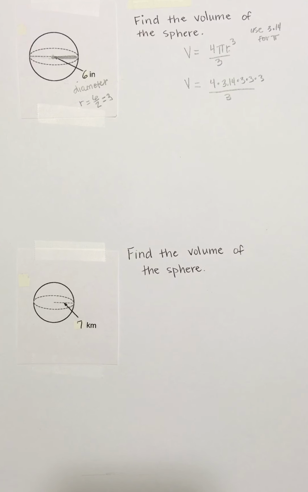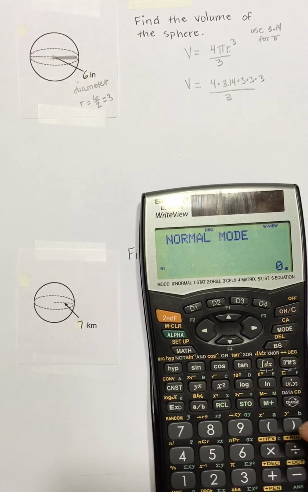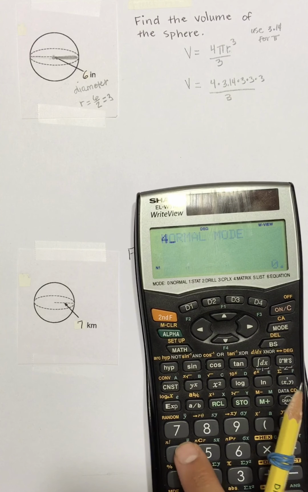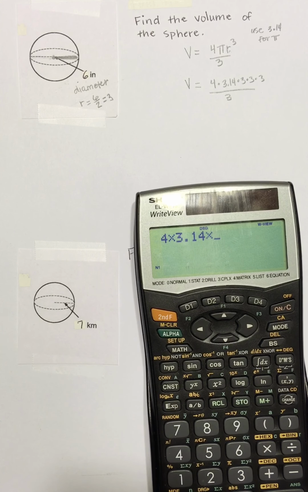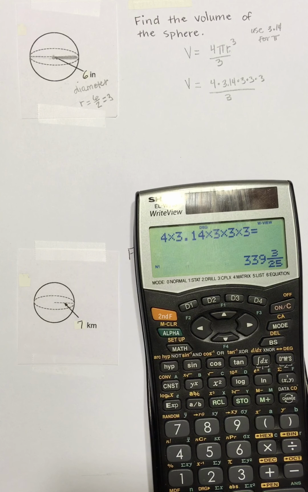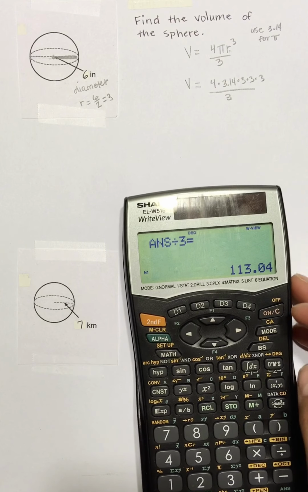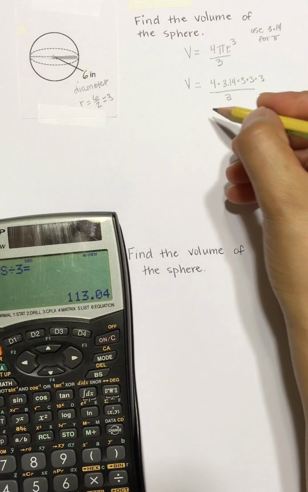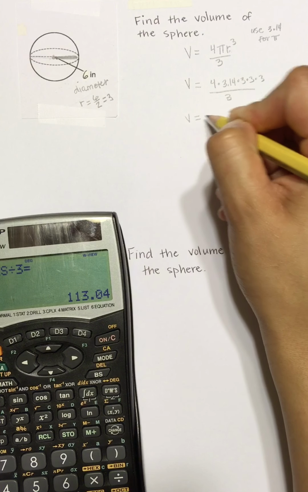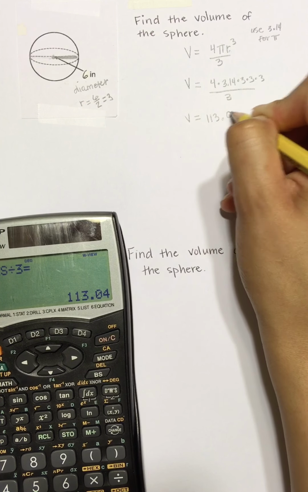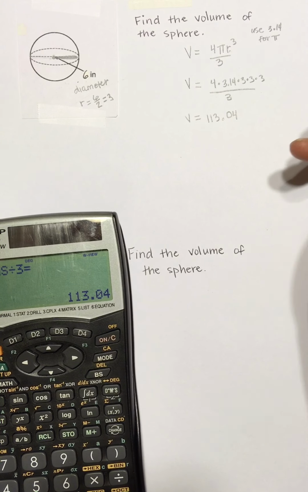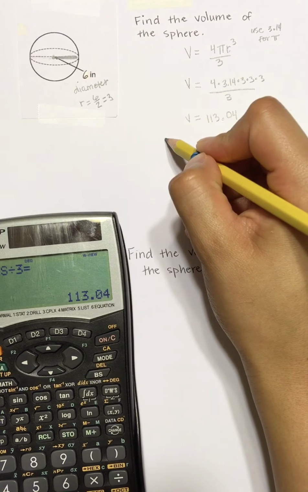So you could just punch that whole thing in your calculator just like it is. Let's see, 4 times 3.14 times 3 times 3 times 3. And then don't forget, divide by 3. So I get 113.04. So I get a volume of 113.04. A lot of problems are saying round to the nearest whole number.